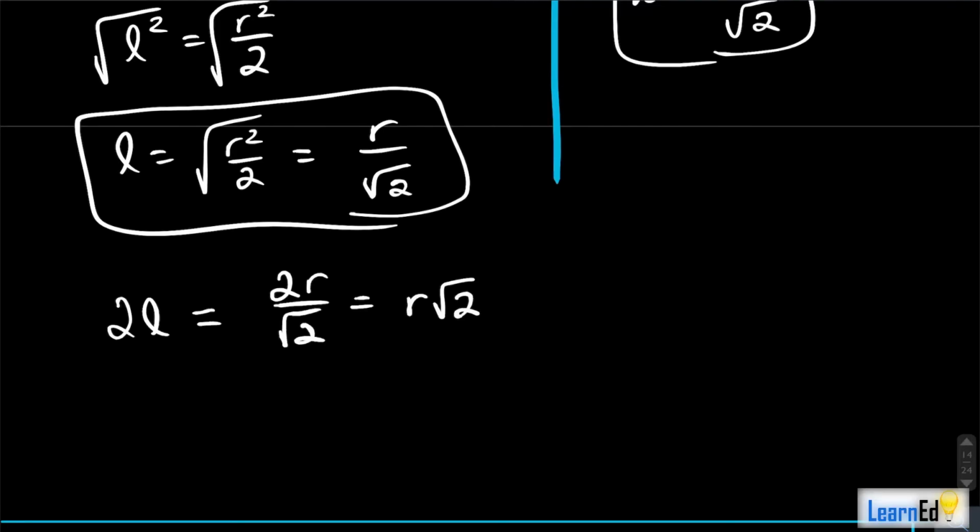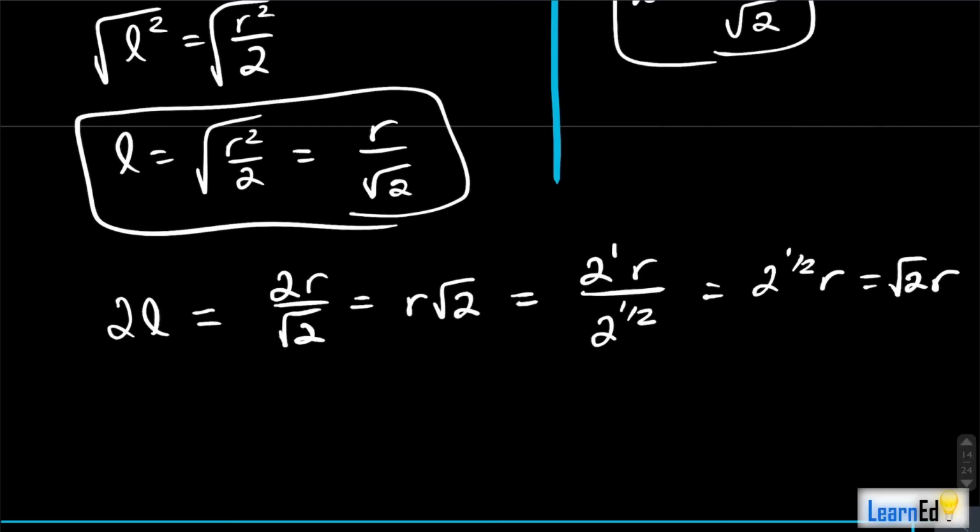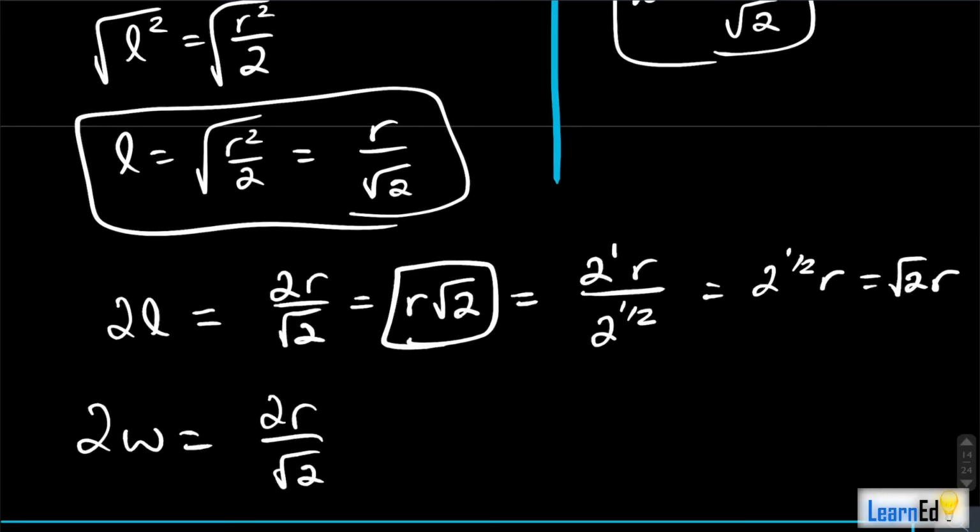Because basically what you have here is a 2 to the first power times r over 2 to the 1/2 power, and you can write that as 2 to the 1/2 power times r, which is rad 2 r. So this is your length, and it would make sense that 2 times your width would give you your actual width, which is r rad 2 as well. Hopefully that makes sense.